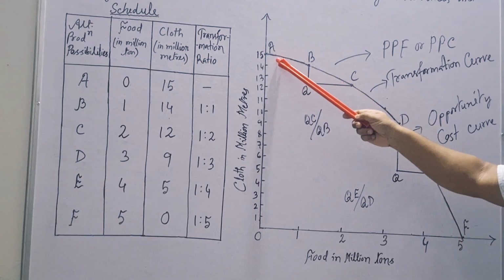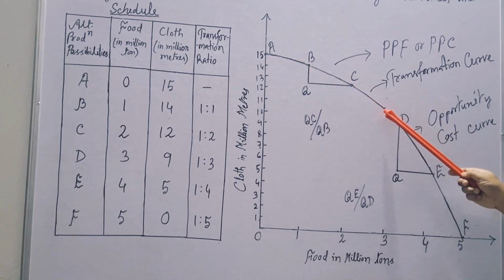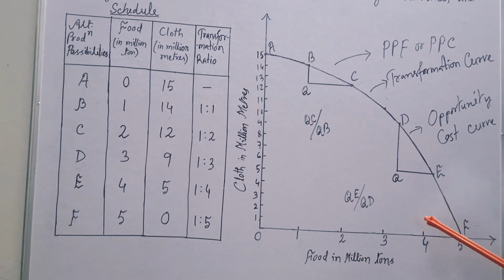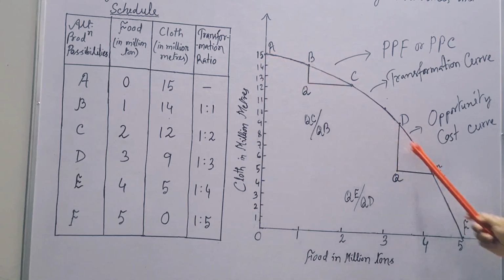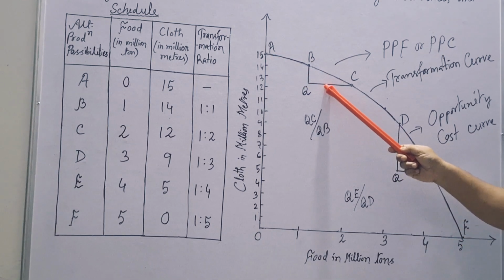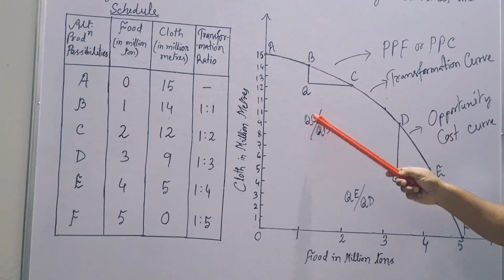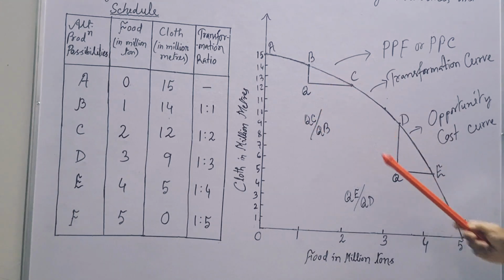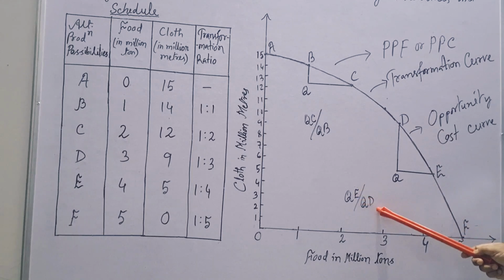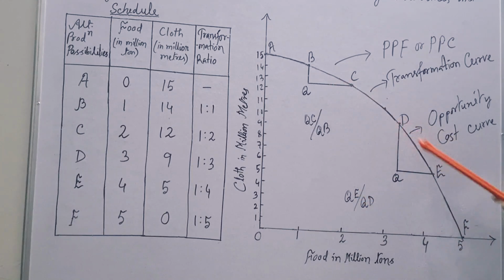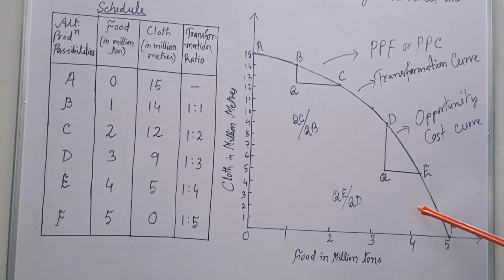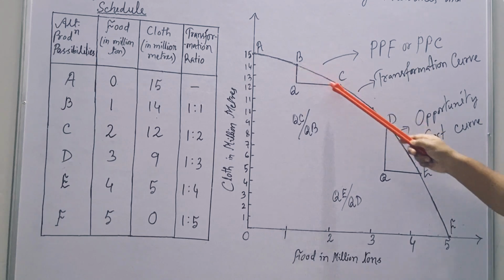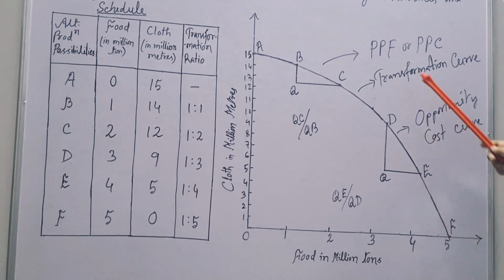Concave to the origin curve because as the curve moves, it slopes downward. The slope of the curve increases from left to right because here we see that the ratio of transformation, that is QC by QB, is less, but here you see the ratio of transformation, that is QE by QD, is more than this. So if the ratio of transformation is increasing, or opportunity cost is increasing, the curve will be concave to the origin. So PPC or PPF curve is a concave to the origin curve.